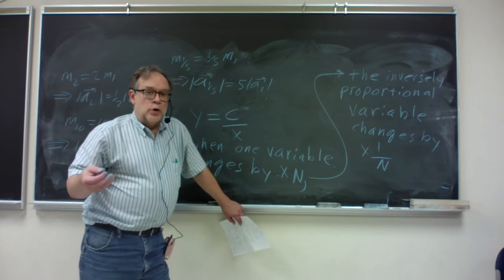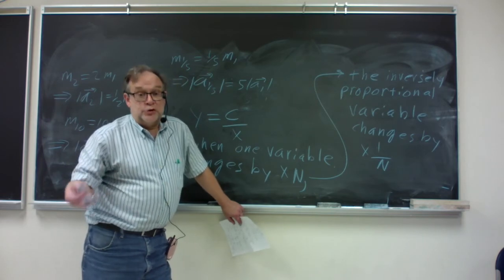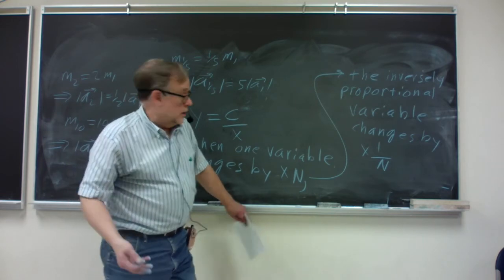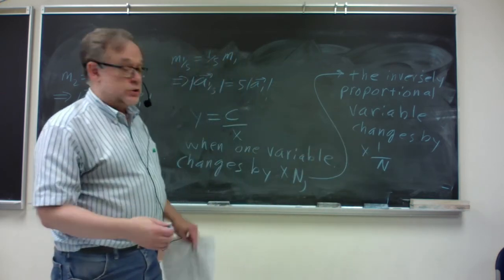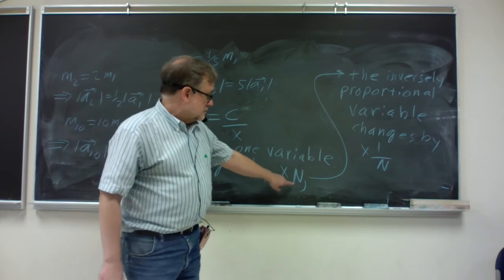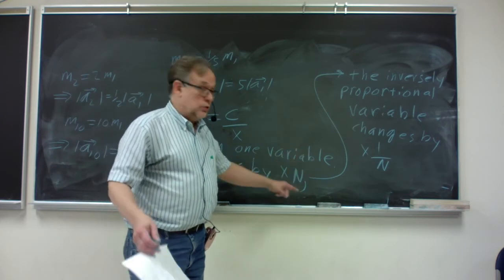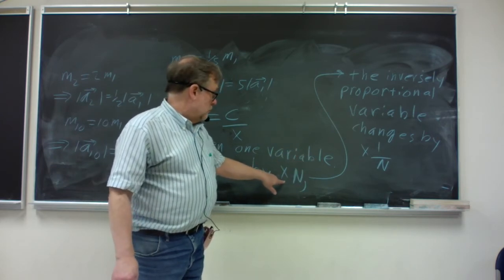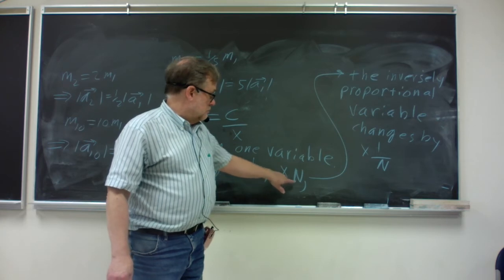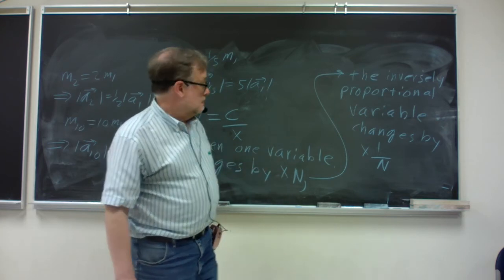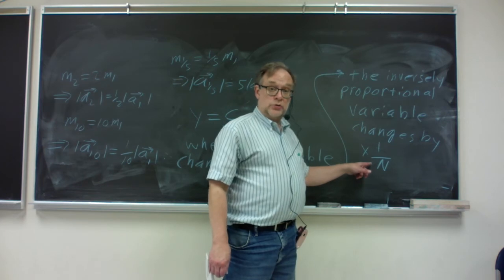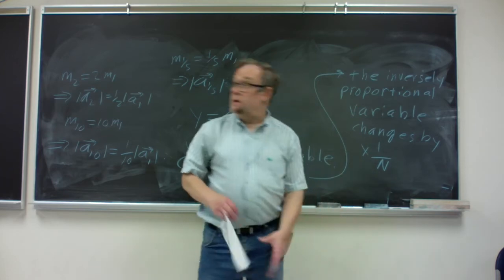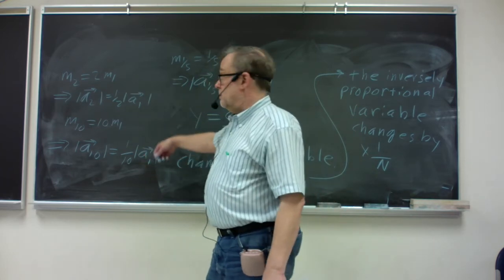Changing by a factor of 1 over n just means it is multiplied by 1 over n, so I write it as times 1 over n. And now you see what's going on here. Just think of n as something greater than 1, so when one variable changes by a factor of times n, it increases. And then the variable that it's inversely proportional to changes by the inverse factor, so it decreases. And that's exactly what we saw here.